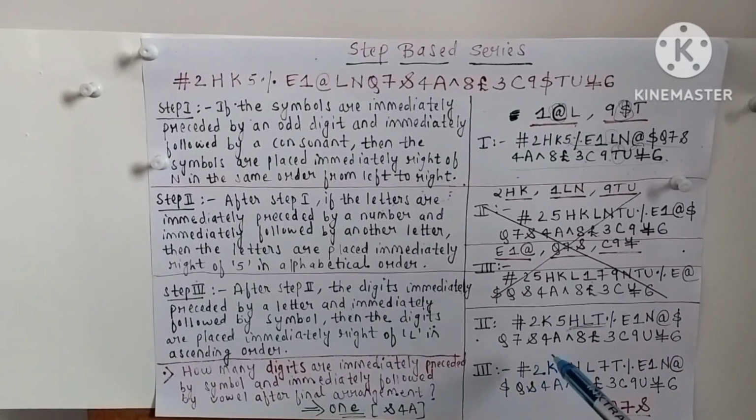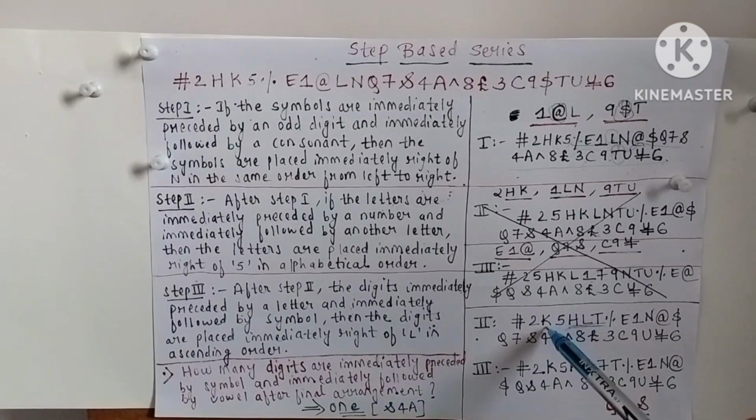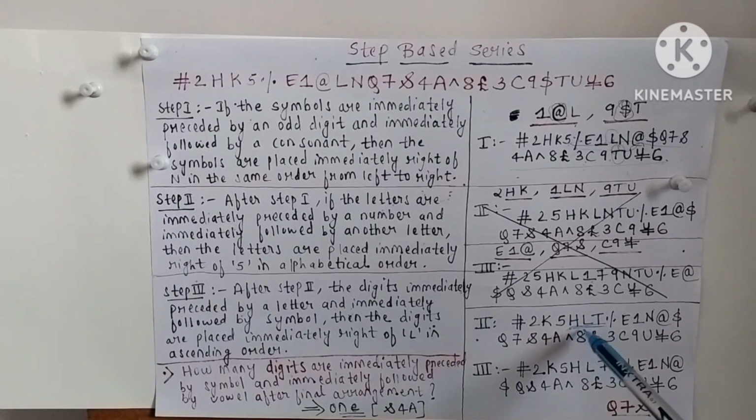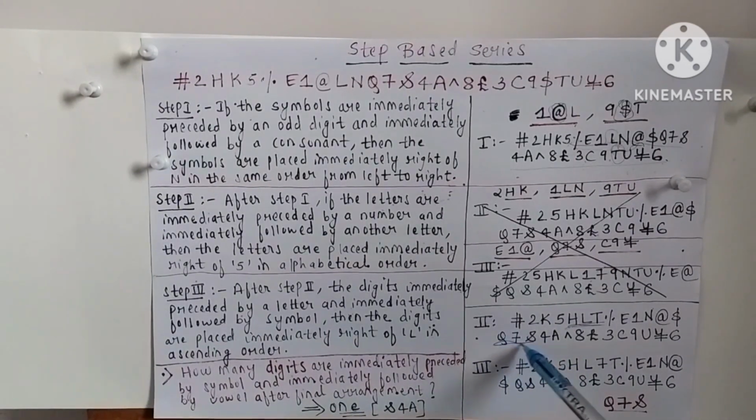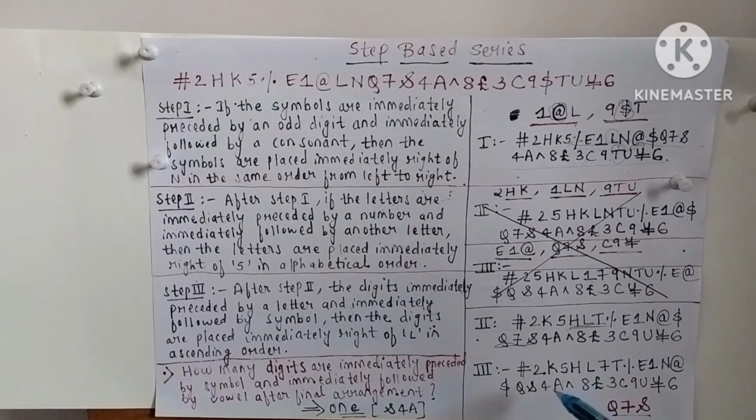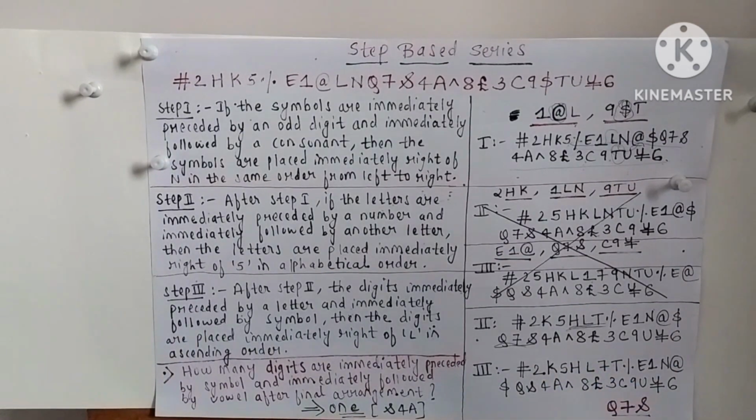So the digits which are immediately preceded by a letter and immediately followed by a symbol, okay, this can't be. Then digits which are preceded by a letter, this is preceded by a letter but it is not followed by a symbol, this is preceded by a letter but not followed by a symbol, this is preceded by a letter and followed by a symbol, so only one you can see, that is $97, okay. So now what they've said, that digits are placed, whatever, this $97 only you're getting.